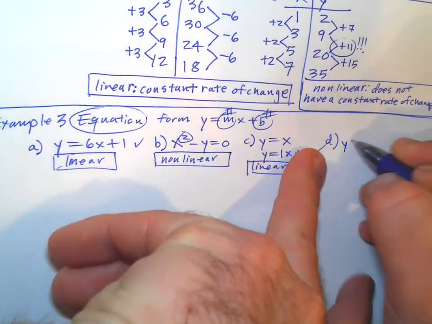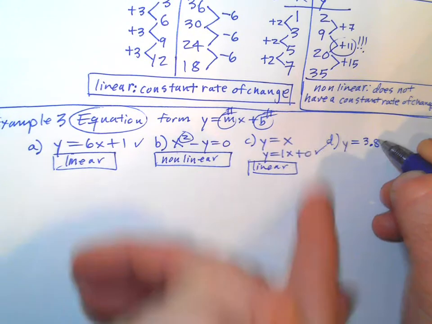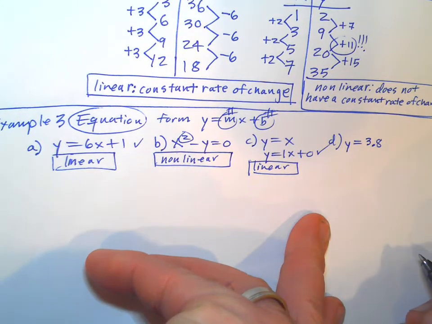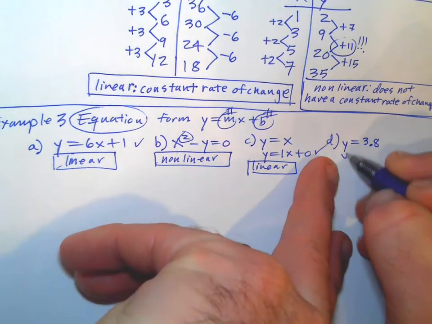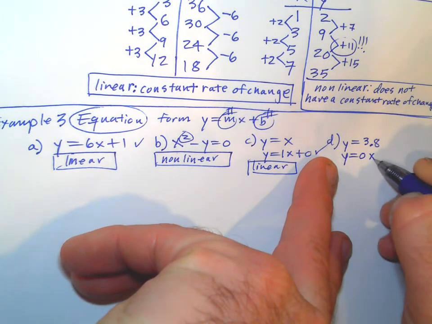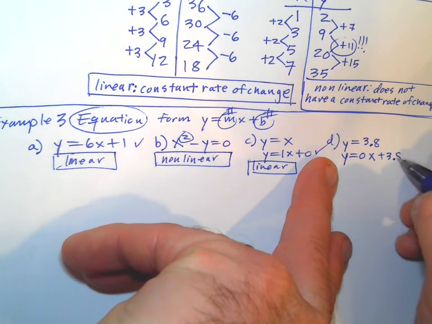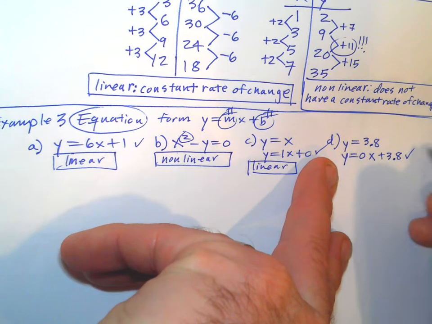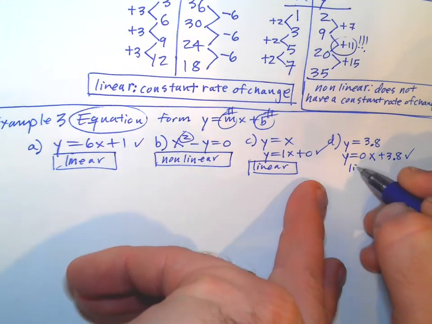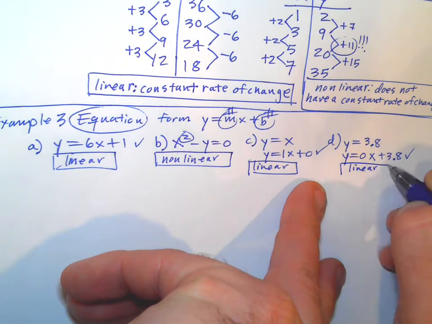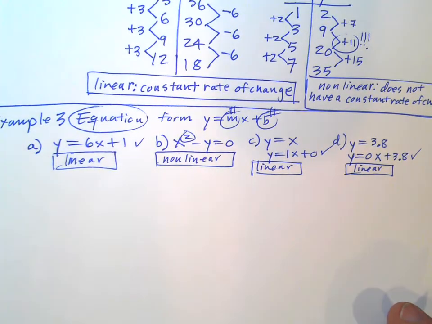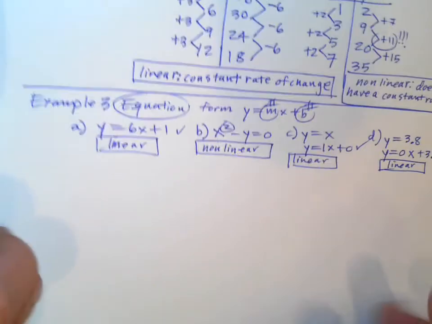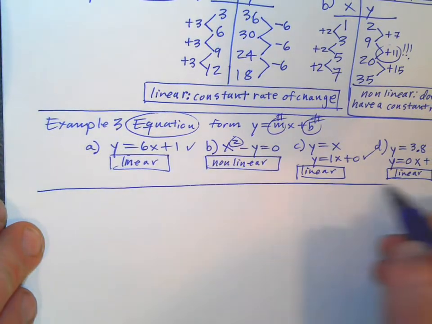Okay, y equals 3.8. Doesn't really look like y equals mx plus b. It doesn't even have an x. But we could say it has 0 x's plus 3.8, right? Isn't that the same thing as that? And now it looks like y equals mx plus b. So this is linear. And this is what you could show for your work, to rewrite it to make it look like that if it's not quite like that. Okay? So that's how we do that.